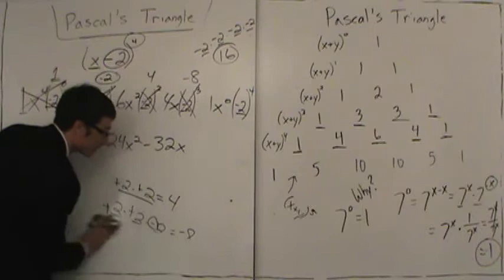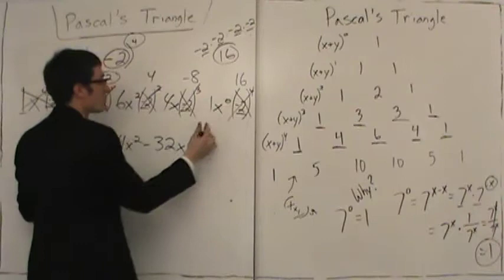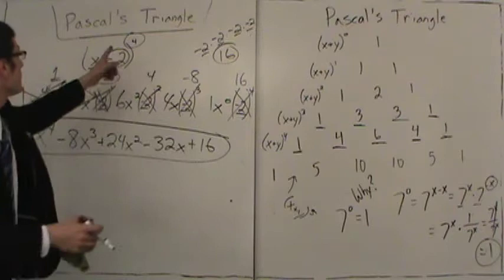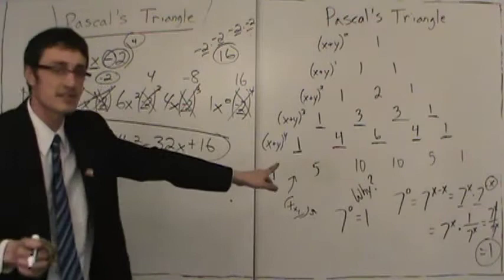So we get a positive 16, and 16 times 1 times 1 can be ignored, so this is just 16. And notice, this is a big clue. Do you see that the signs alternate? Positive, negative, positive, negative, positive. If you have a negative inside, the signs will alternate.